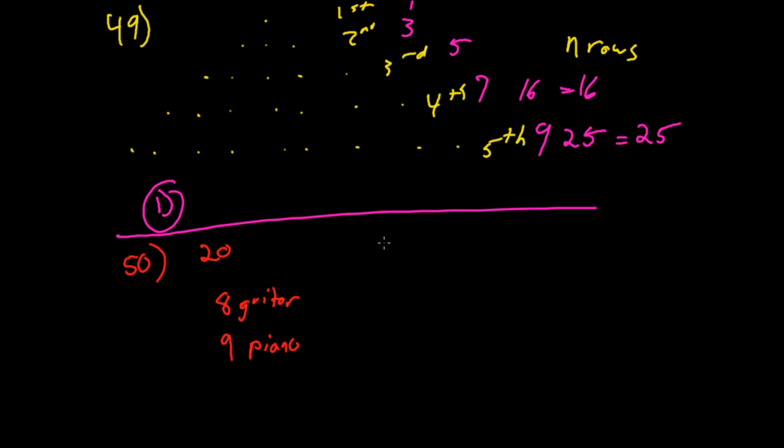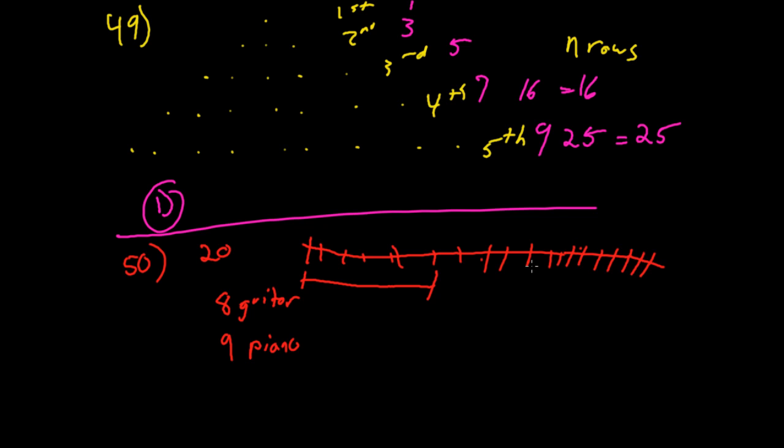So say we have 20 students lined up, 1, 2, 3, 4, 5, 6, 7, 8, 9, 10, 11, 12, all the way up to 20. Actually, we'll do this accurately. It'll make it easier to understand. So we have 1, 2, 3, all the way to 20. 20 students.